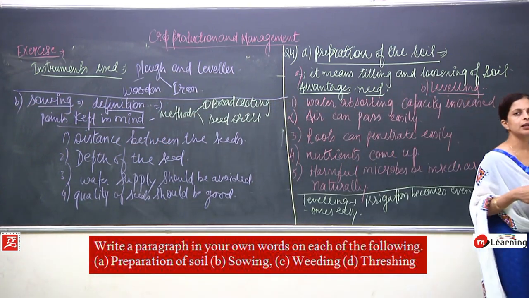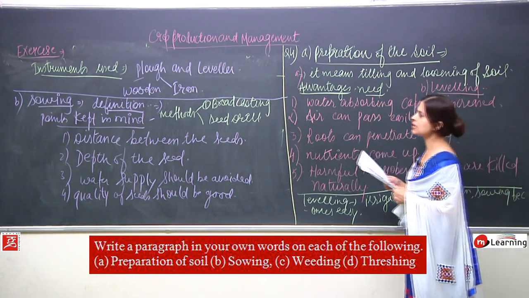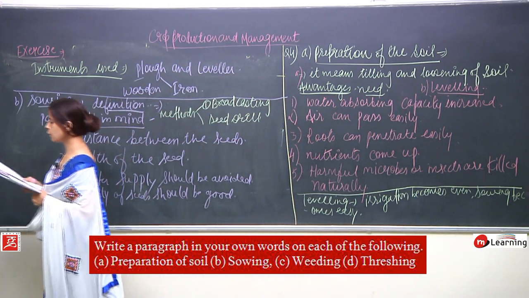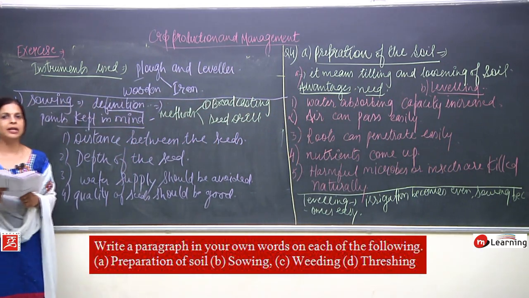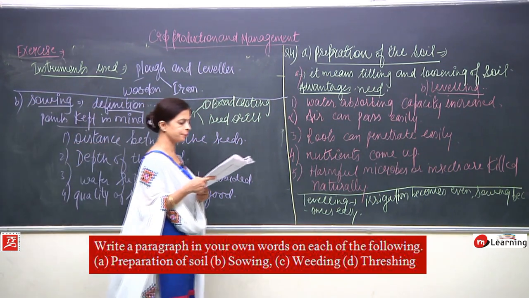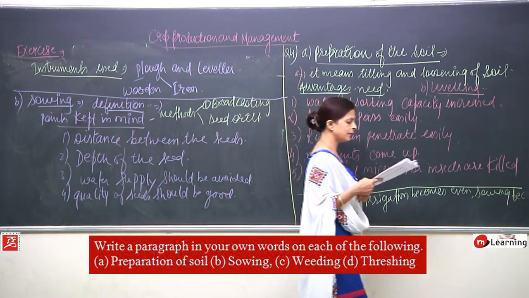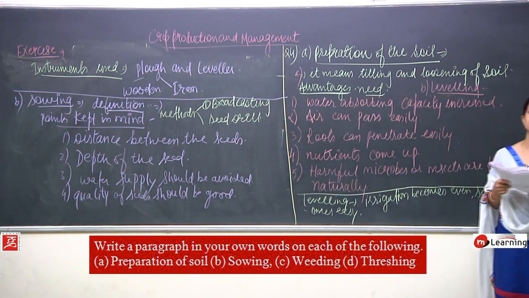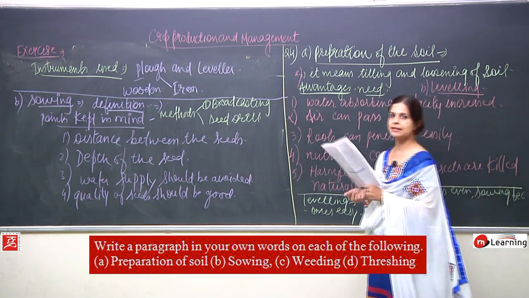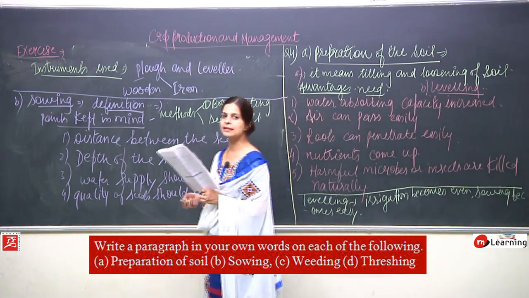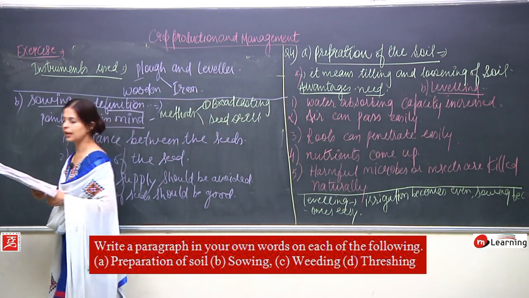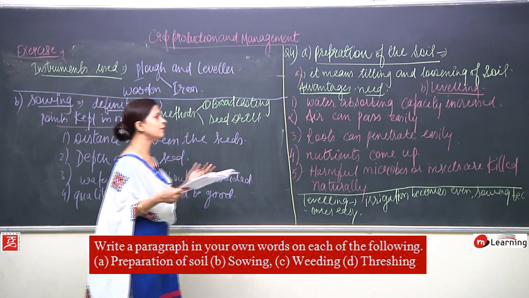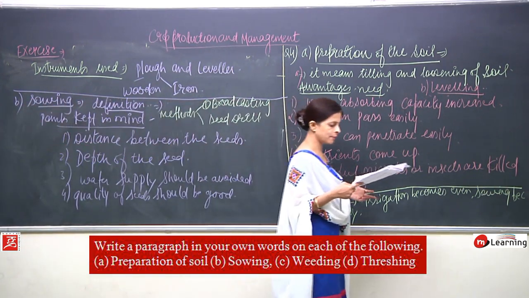Now the next one is weeding. We won't be discussing weeding because just before this question we have done everything about weeding. Threshing also we won't be discussing because we have done threshing as well as winnowing altogether. Now the fifth question is: explain how fertilizers are different from manure. Even this question we won't be discussing because I think we have discussed it in pretty much depth, while writing the definition and in the chapter also.